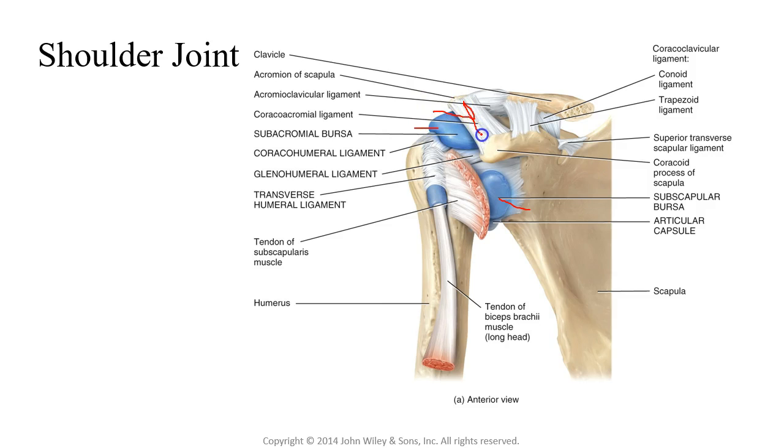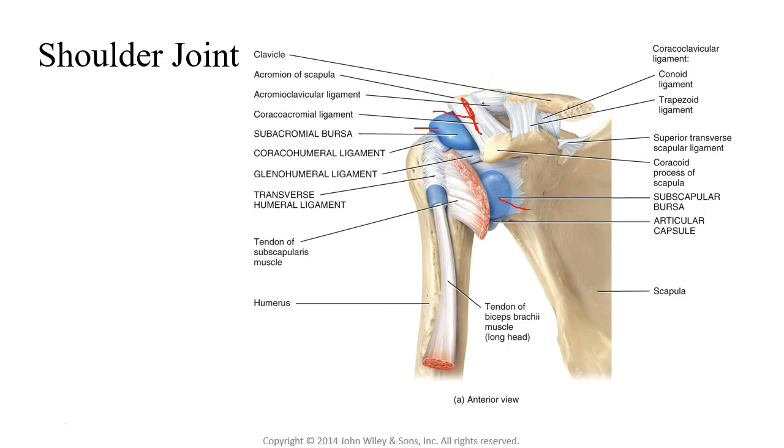So just above that bursa, keeping it in place, we have the coracoacromial ligament. Most of these ligaments and structures will be named for their placement or where they are attached. So it is attached to the coracoid process and the acromion. Then we have the acromioclavicular ligament, so attaching the acromion to the clavicle.